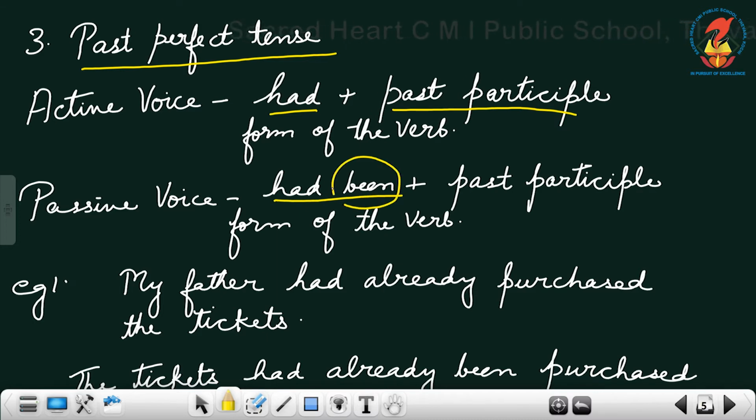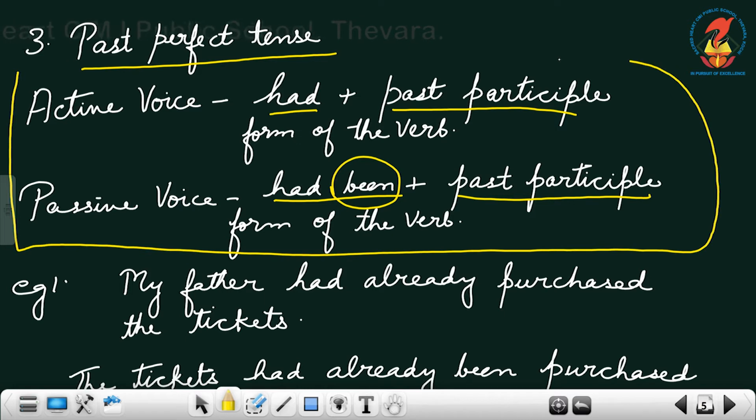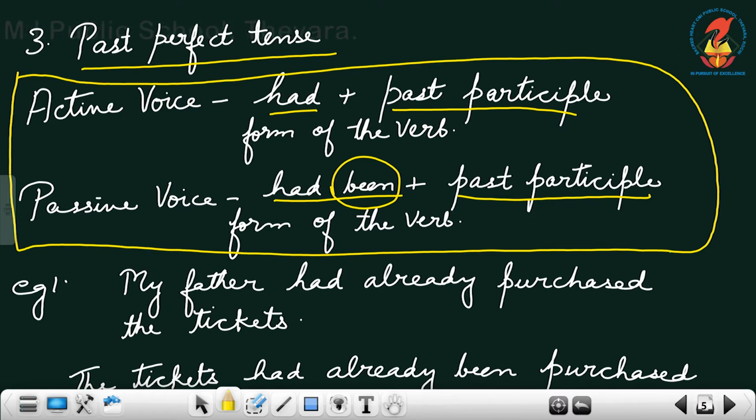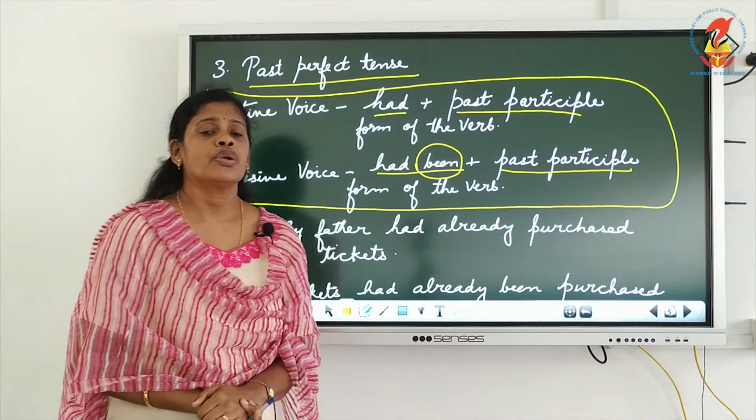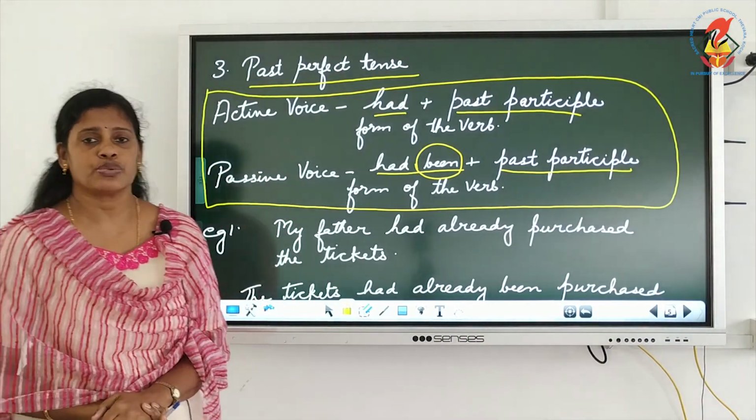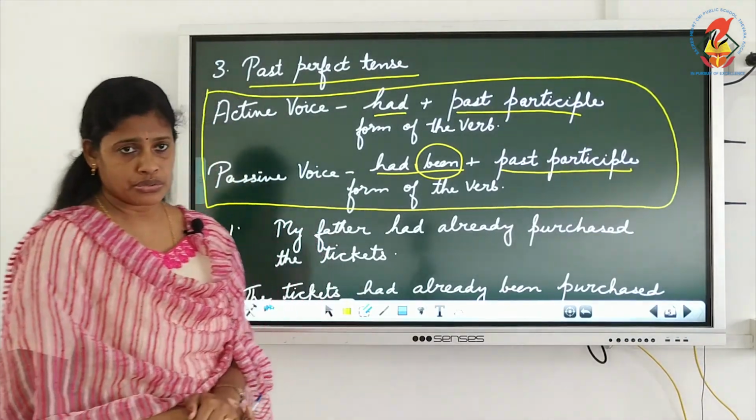One extra word been is added here. Had been plus the past participle form of the verb. So this is the rule. You are expected to learn this by heart. These rules are very important, children. When you have to convert from active voice to passive voice, you should know these rules.